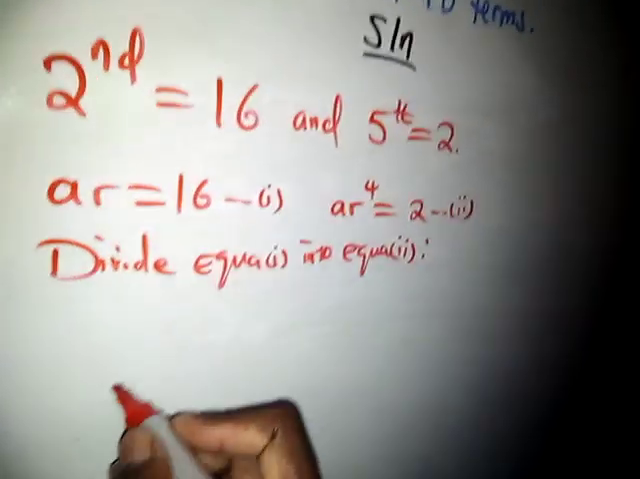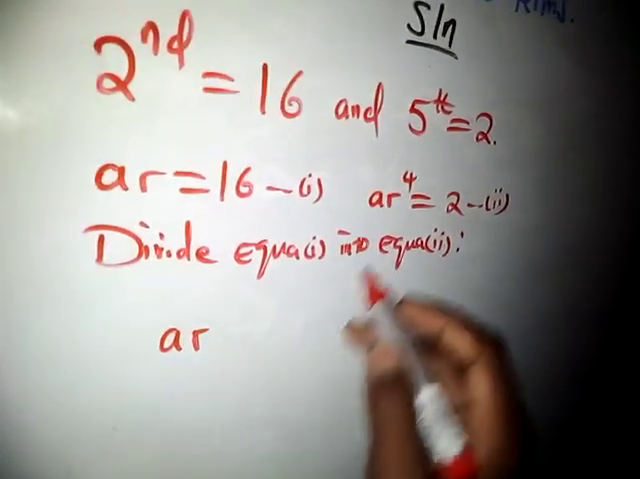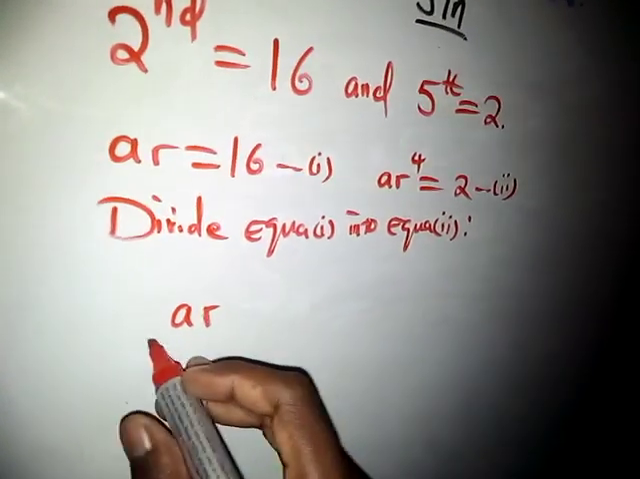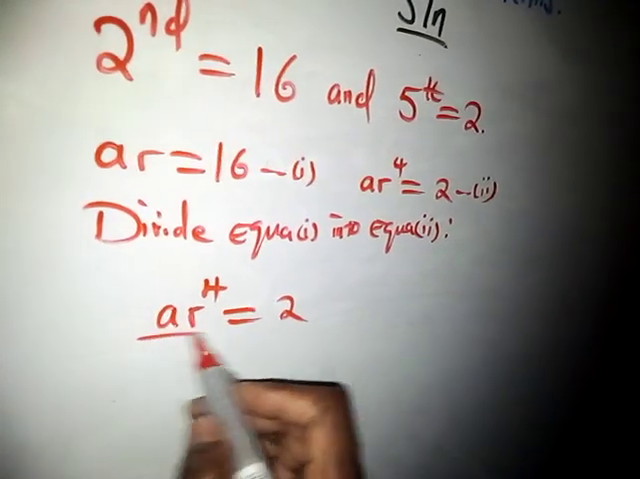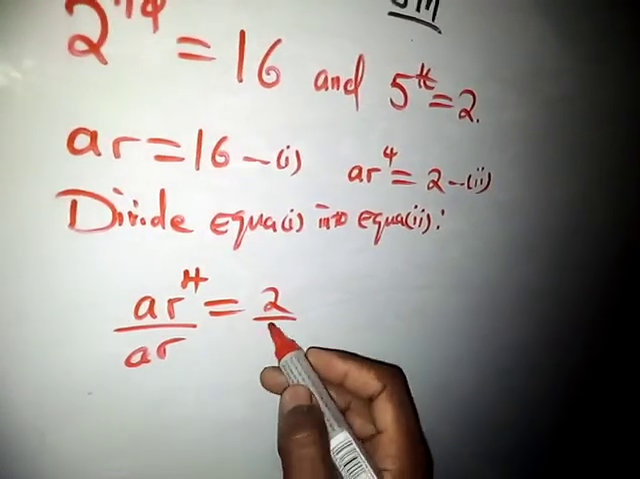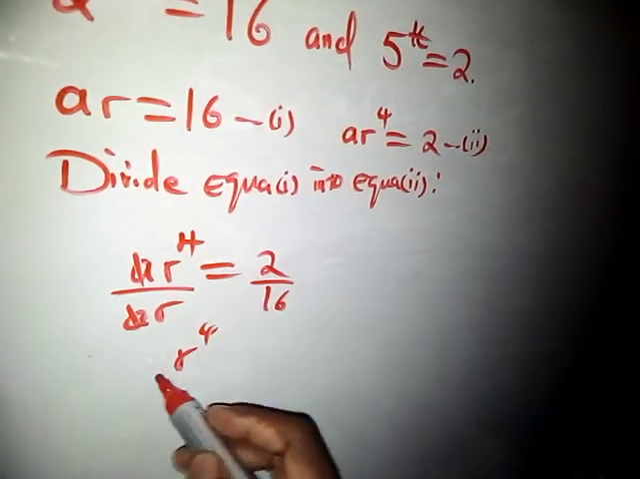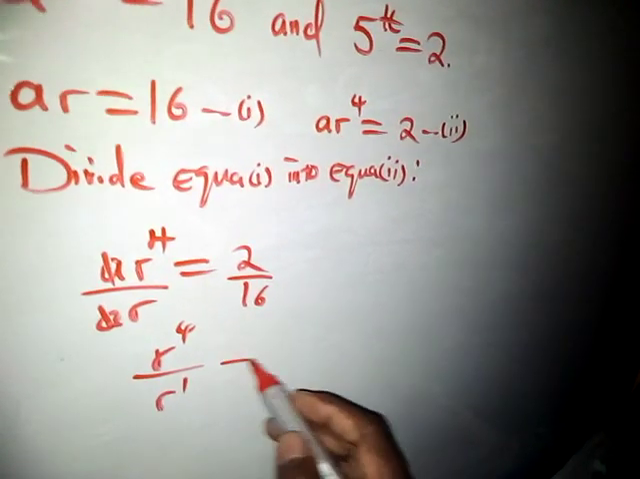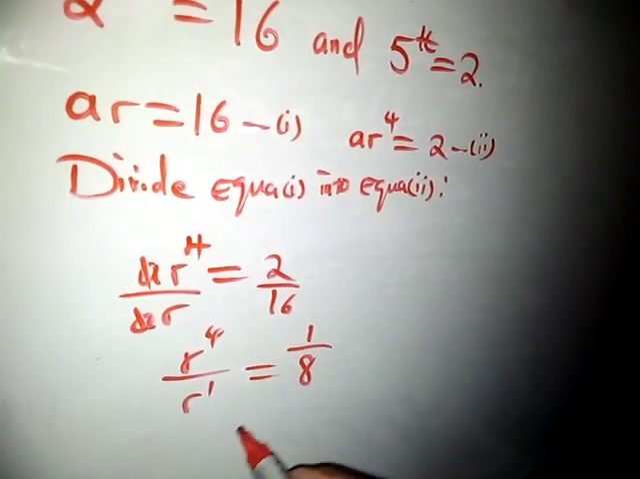This simply means that equation number 2 will be written first, and this will be AR to the 4th power equals 2. Then we divide over equation number 1, which is AR, and here this is just 16. Then we cancel with R to the 4th over R to the 1st. And this gives us 2 over 16, which is 1 over 8.